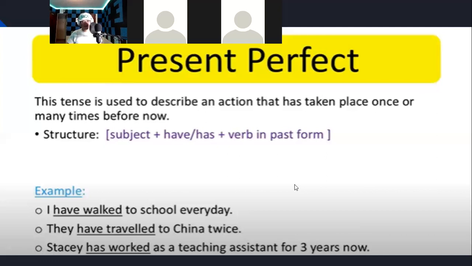Since this is present, it still sounds like something that has already become true, something that's a fact. Like they have traveled to China twice. That's a fact, right? Two persons or a group of people traveled to China twice. That's something that happened, but it's not happening right now, but it happened and it's already completed.